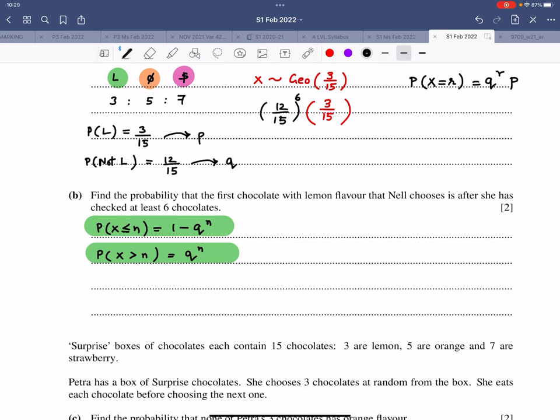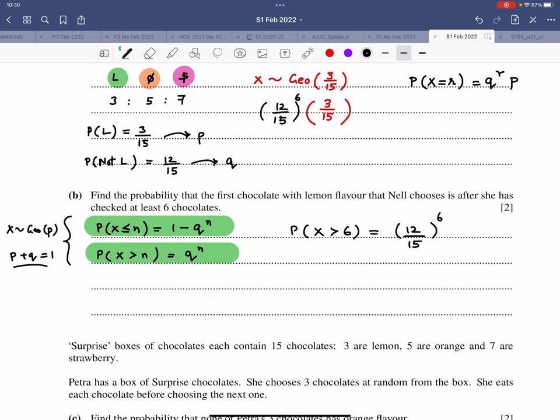X follows a geometric distribution with probability of success P, and P plus Q adds up to 1. We all know this. So now you don't have to think. It says after she has checked at least 6 chocolates. So therefore, the rule is very simple. It's application of the second rule, probability X is greater than 6, that is Q raised to power of 6. What is Q? 12 over 15, not getting a lemon, raised to power of 6, and that is the answer.